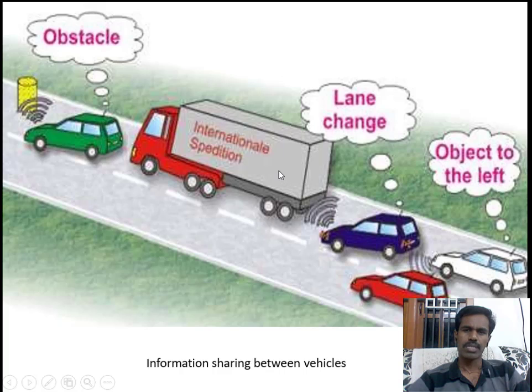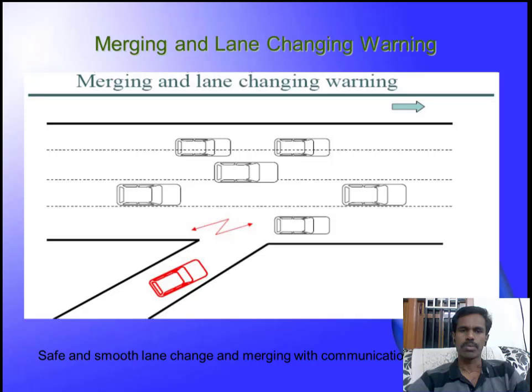This truck will get this information. This car also will get the information. This white color car also gets the information, because the lane changing is taking place here. So this is the useful information available in traffic, in vehicle communication.